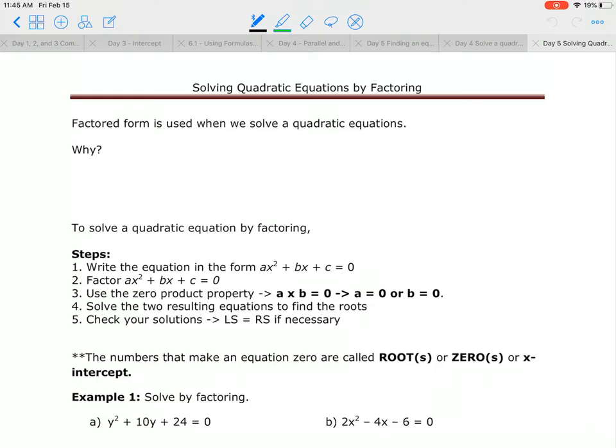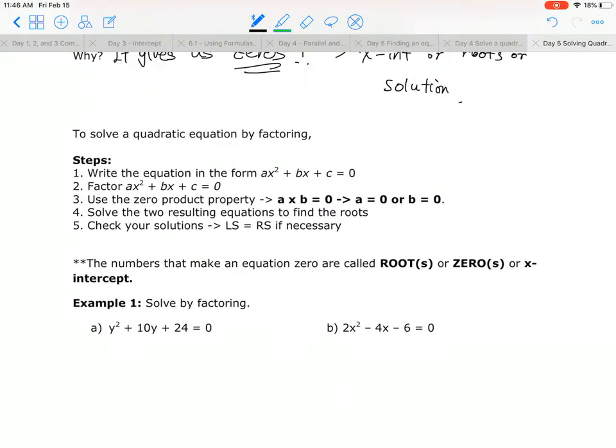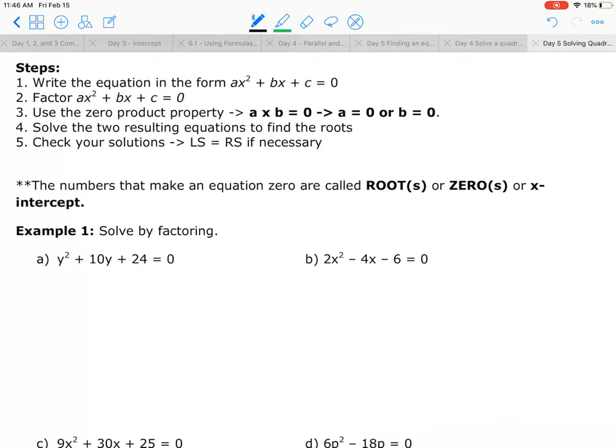Factored form is used when we solve quadratic equations because it gives us zeros. And these zeros are basically your x-intercepts, or we can call them roots, or we can call them solutions. Okay. So in this case, write the equation in the form ax squared plus bx plus c equals 0. Now remember, one side must be 0. If it is not, then move it to the other side, okay? Then you factor it fully, and then you use the zero product property, making one bracket 0 and another bracket 0 separately, and this is all for the x value, right?